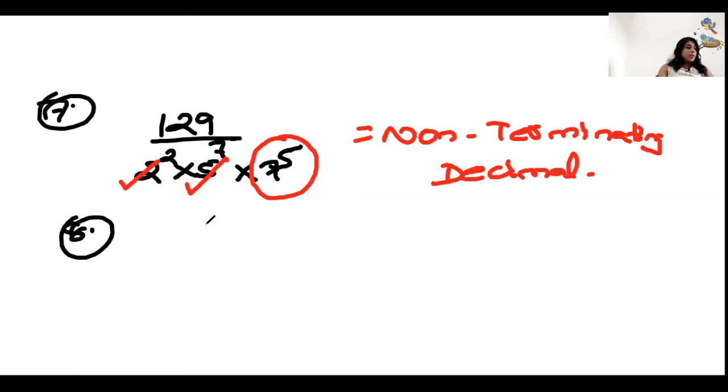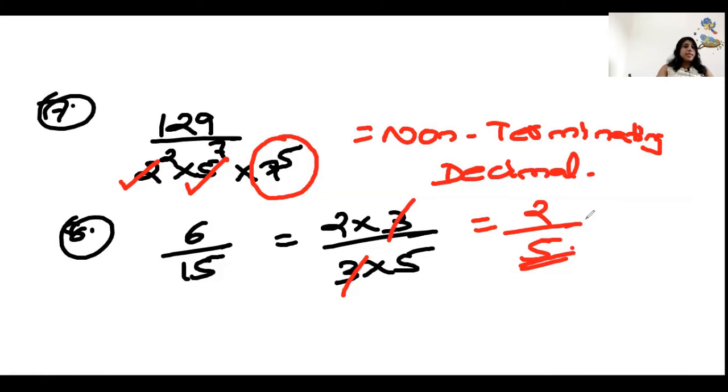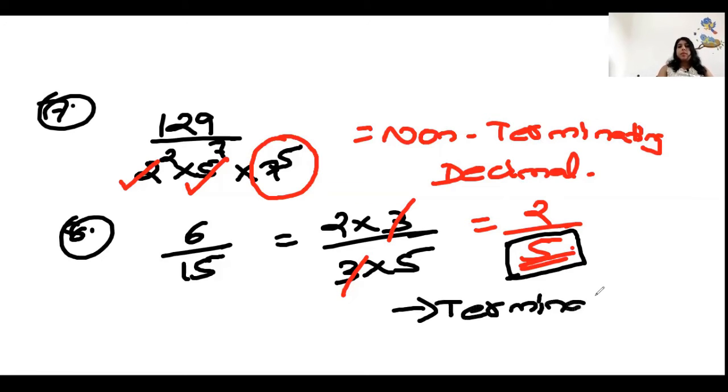Next question is 6 by 15. So 6 I can write as 2 into 3 and 15 I can write as 3 into 5. So what we cut? 3 and 3 will cut and my answer is 2 by 5. By seeing this, what can you understand? Yes, it is also terminating, because my denominator has a factor of 5. So it is also a terminating decimal. I hope everybody is following what I am saying.